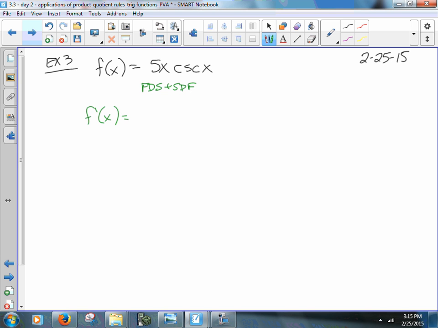What's my first function? 5x. What's the derivative of the second? What's the derivative of cosecant? Negative cosecant cotangent. What's your second function? Cosecant. And the derivative of the first? 5. Does everybody have that line at least?